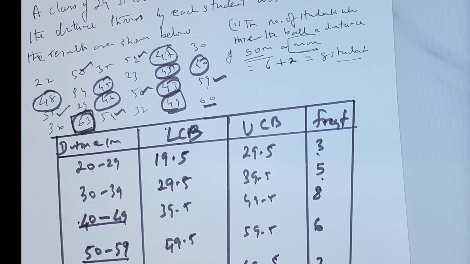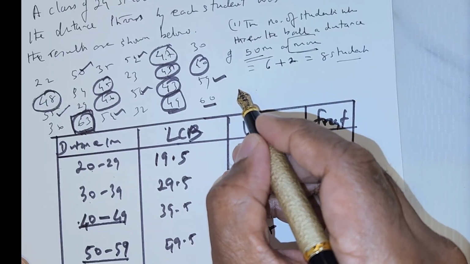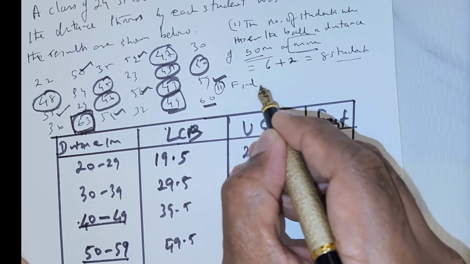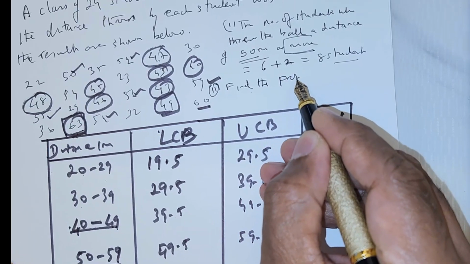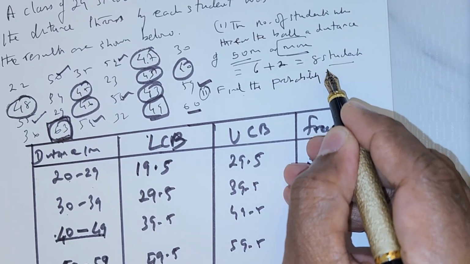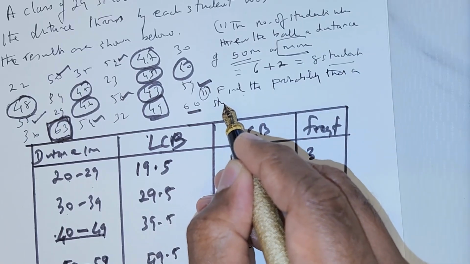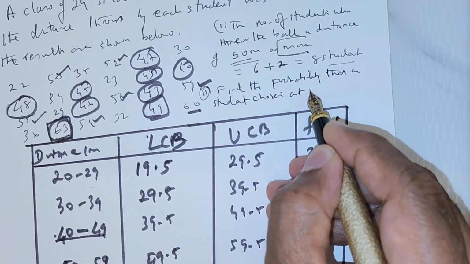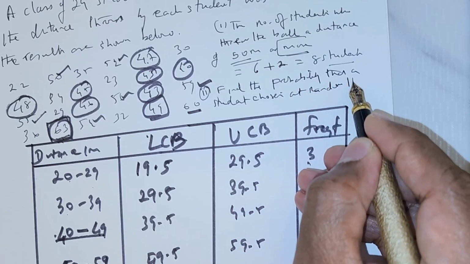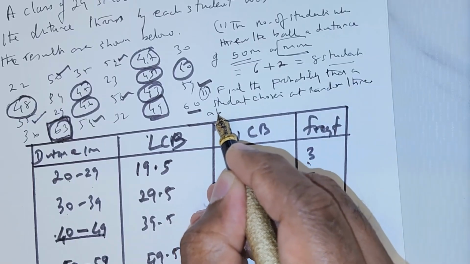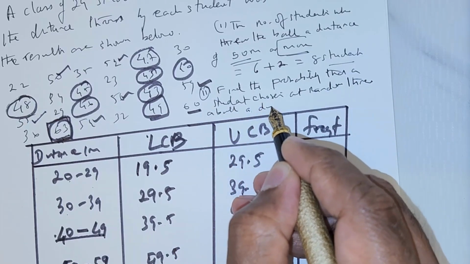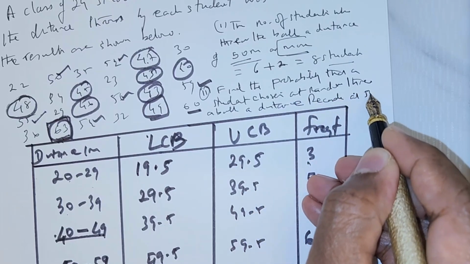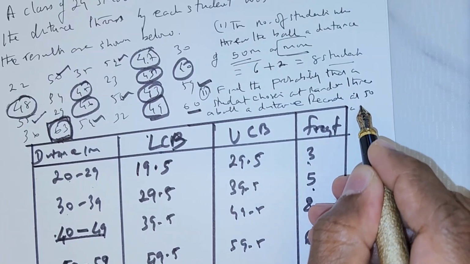Now the next question is to find the probability. Let me write this down. Question number 2: Find the probability that a student chosen at random threw a ball a distance recorded as 50 meters or more.